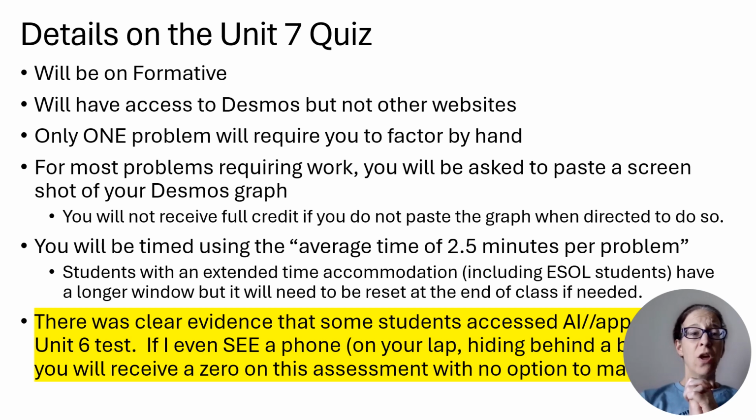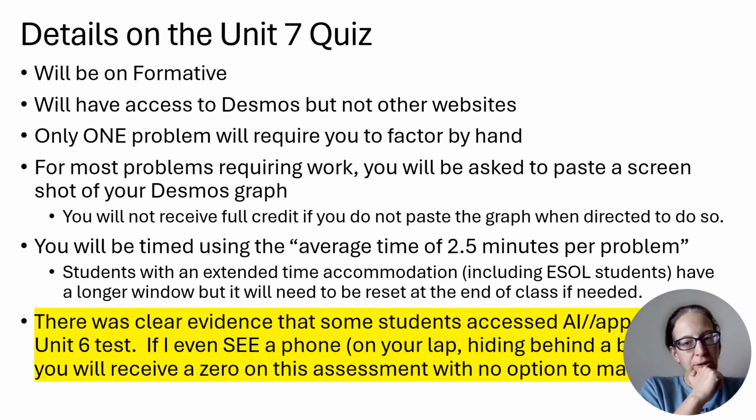And just the last thing, there was clear evidence that some students accessed AI or some kind of application like Photomath or Mathway. I know there's several of them out there on the Unit 6 test. If I even see a phone on your lap, if it's poking out from under your leg because you're sitting on it, if you've got it hiding behind a bag or behind the laptop itself, and I'm walking around and I see you grab or move a phone, you will receive a 0 on this assessment with no option to make it up.